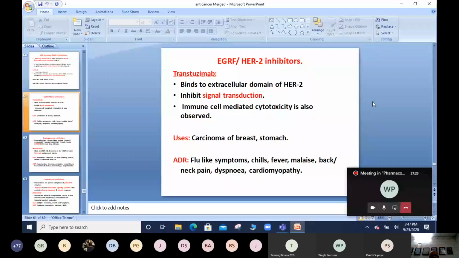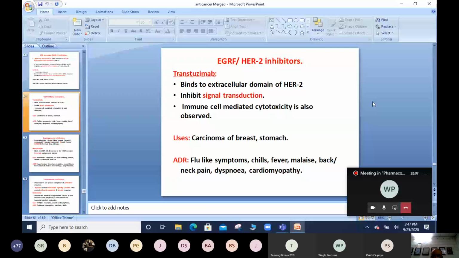Trastuzumab will bind to the extracellular domain. Earlier one, it is the transmembrane domain. It is the extracellular domain of HER2. What is the mechanism? It will inhibit the signal transduction. In addition, immune cell mediated cytotoxicity is also seen. Uses: carcinoma of breast, stomach.